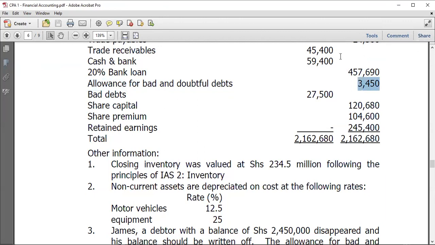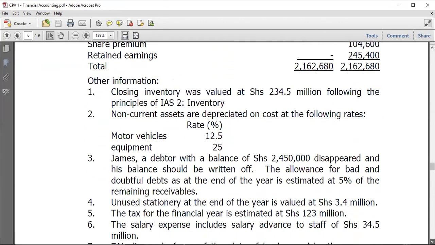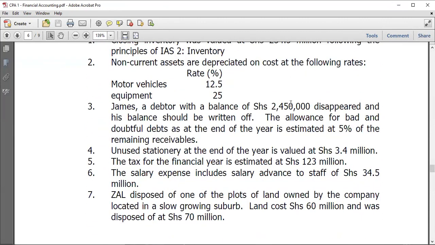And then the other value that we're also interested in is the trade receivables. Those are the accounts that are affected by the bad debts. So they are telling us that part of this 45,400, there's a client, a debtor of this value who disappeared, and his balance should be written off.